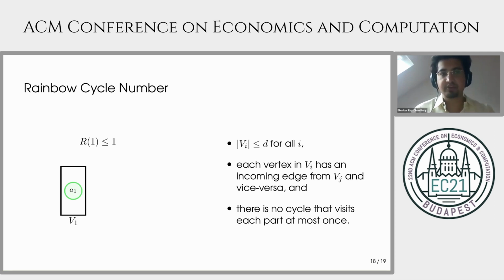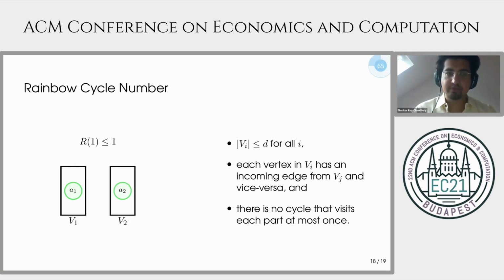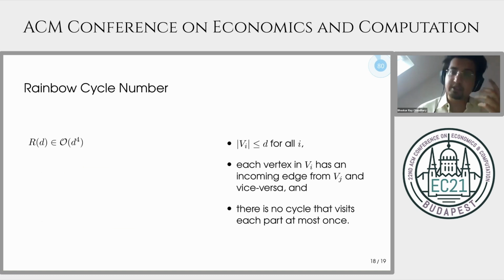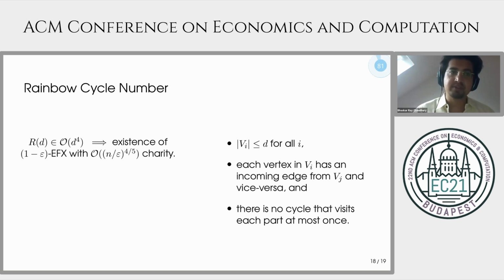It's not meaningless. For instance, let's consider the value of this number when D equals 1. Then you cannot have more than two parts, because if you have two parts, then say vertex A2 in V2 will have an incoming edge from A1 in V1 and vice versa. As a result, you have a two-cycle which visits each part at most once. So R of 1 is at most 1. Using a similar argument, you can show that R of 2 is also at most 2. And what we show is that this R of D is indeed bounded, and not just bounded, it's polynomial. It's order D to the 4, and this implies the existence of approximate EFX with sublinear charity.